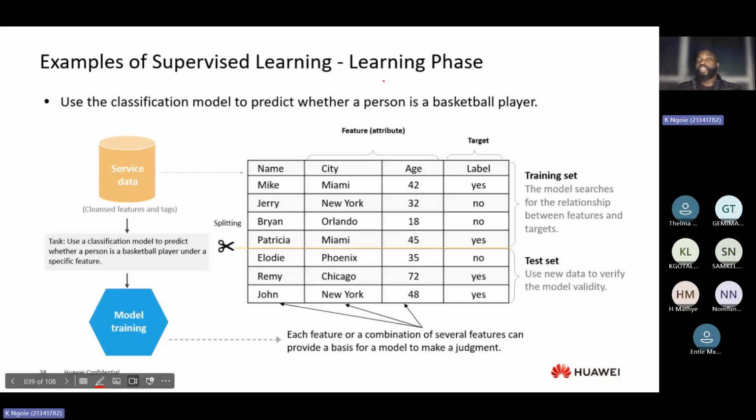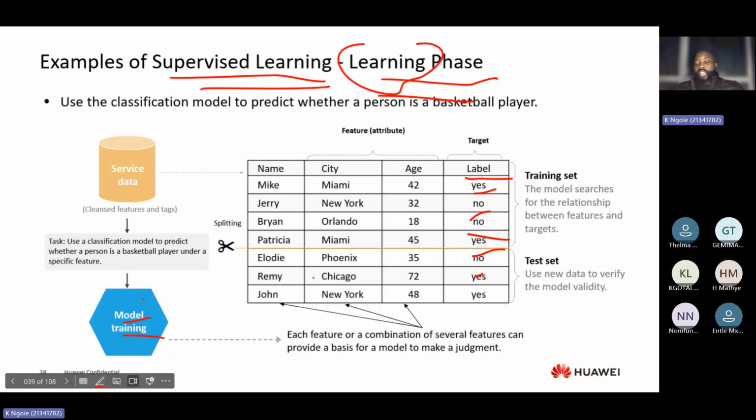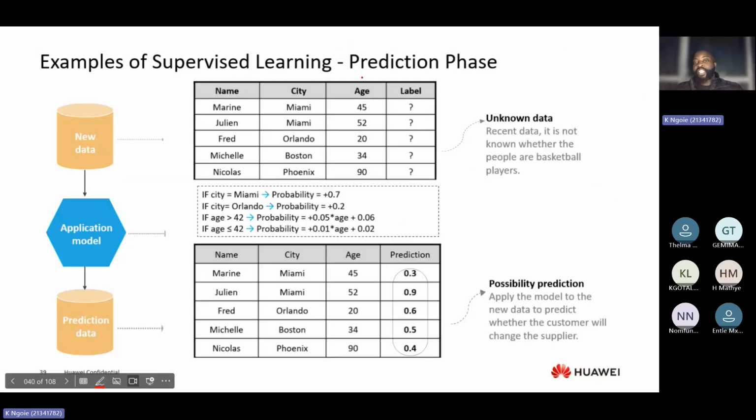So here in the learning phase, we created this model by teaching the machine with labeled data. This is the reason why we call it supervised learning. Supervised learning has to do with the learning phase. Now we've already created the model. Now here we have the prediction phase.